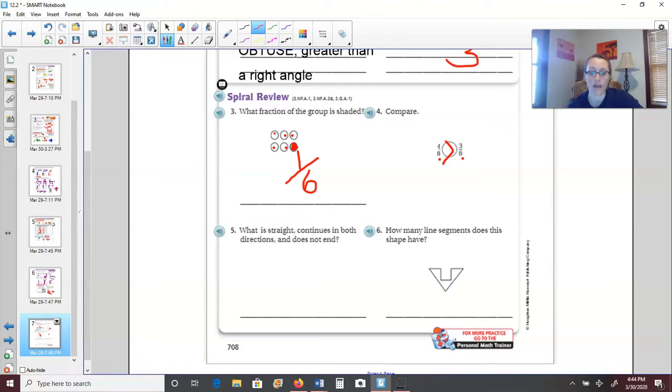Number 5, what is straight, continues in both directions, and does not end? Here's a little riddle. Here's a picture to help you. What do we call that? Straight, and it goes on and on and on. It is called a line. And number 6, how many line segments does this shape have? Line segments is fancy for sides, so let's count them. 1, 2, 3, 4, 5, 6, 7. It has 7 line segments.